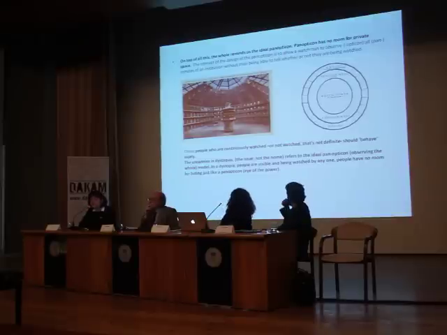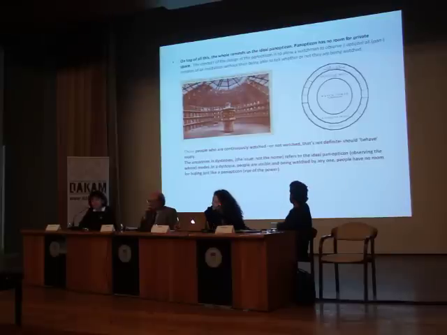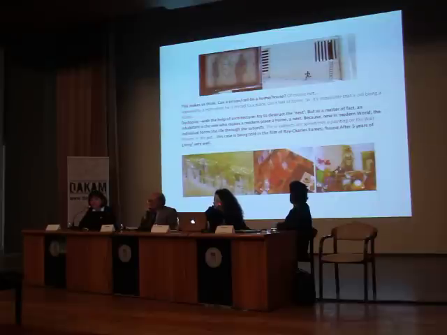The panopticon has no room for private space. People who are continuously watched, or not watched, that's not definite, should behave nicely. The uncanny in dystopias refers to the ideal panopticon model. In a dystopia, people are visible and can be watched by anyone. People have no room for hiding, just like in a panopticon. This makes us think, can a prison or a cell be a home, a house? Dystopias, with the help of architecture, try to destroy the nest.